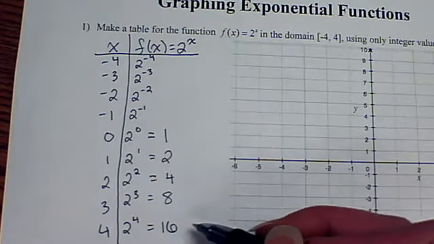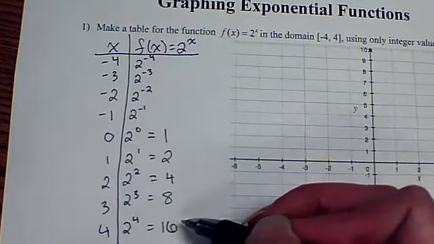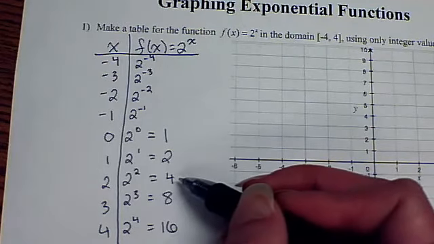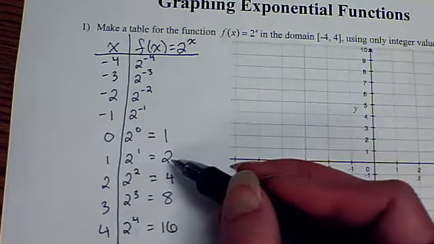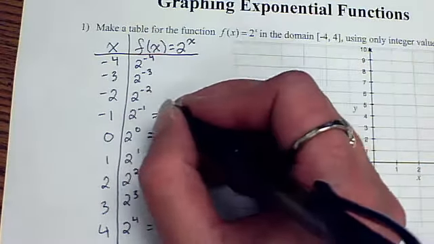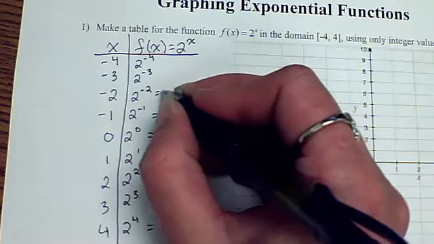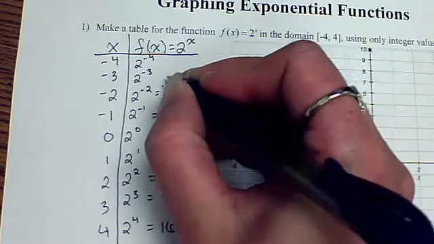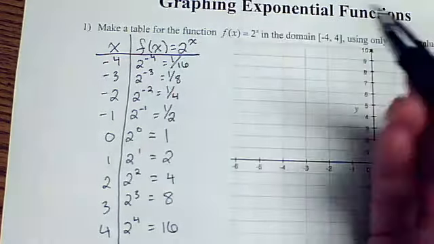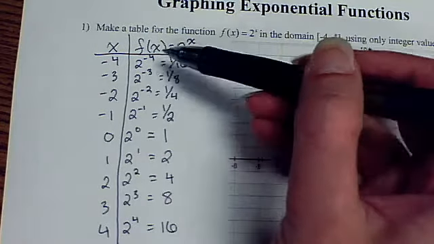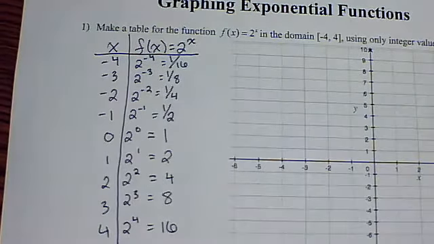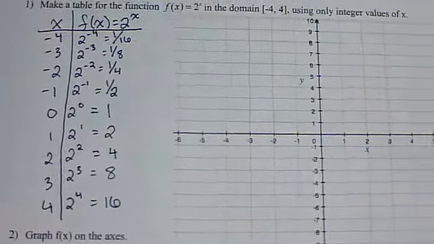Now, conversely, if we look backwards, we could divide by 2. 16 divided by 2 is 8. 8 divided by 2 is 4. 4 divided by 2 is 2. 2 divided by 2 is 1. 1 divided by 2 is 1 half. 1 half divided by 2 is 1 fourth, 1 eighth, and 1 sixteenth. This is actually another way to prove that negative exponents give me fractions. Pretty nifty. Just wanted to throw that in there.